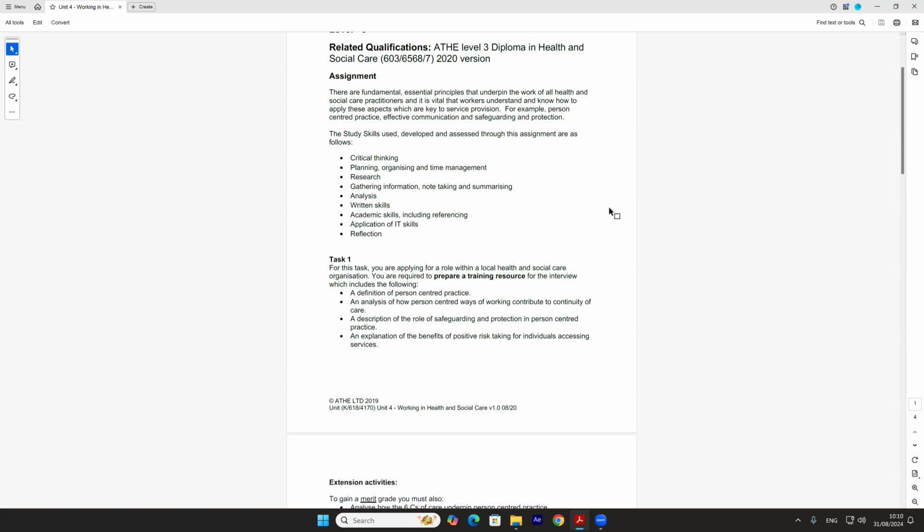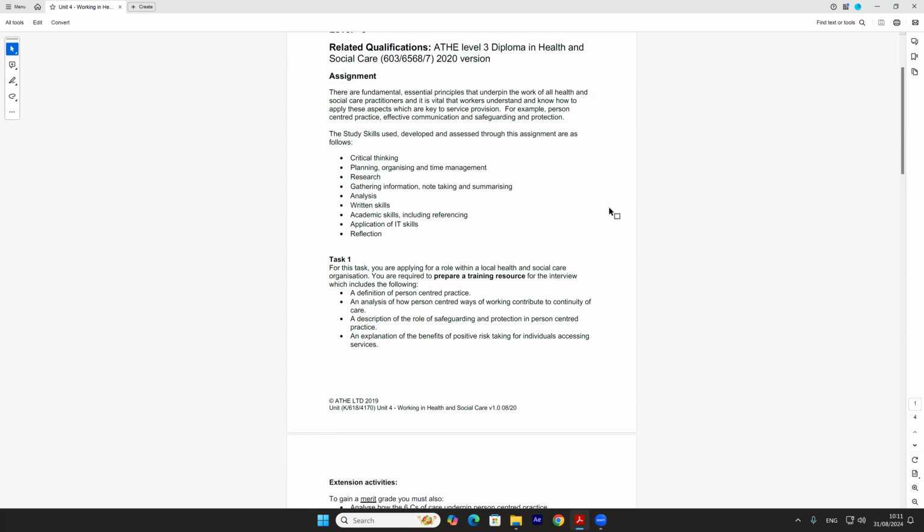Then we have the third point, reduced fragmentation. So person-centered approaches help bridge gaps in care, ensuring that changes in care setting or providers do not disrupt the individual's overall care. As an example, when an individual transitions from a hospital to a home care setting, a person-centered approach ensures that their care preferences and routines are maintained, reducing the risk of confusion or stress.